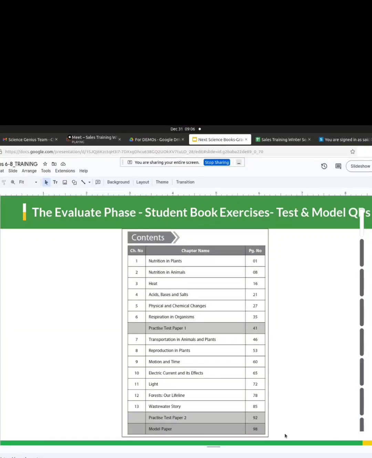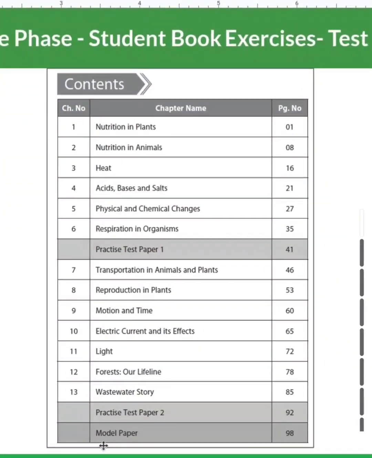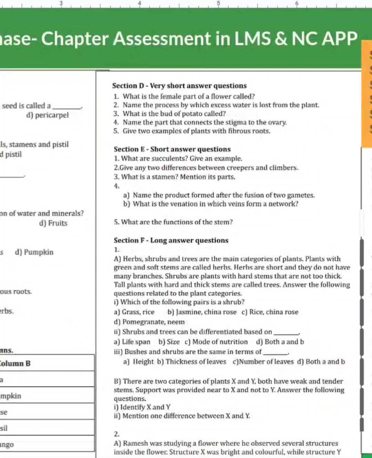And this is the index page of the student book. Here you could see we have given the practice test papers and also a model paper. So all this comes under the evaluate phase. So this is how a model paper looks like. It's generally for 80 marks, and it is for the allotted time of 3 hours. And we have given different sections with different types of questions which they need to solve.